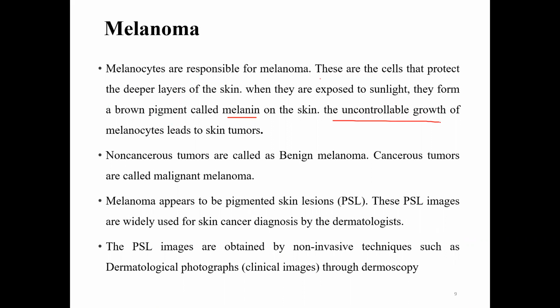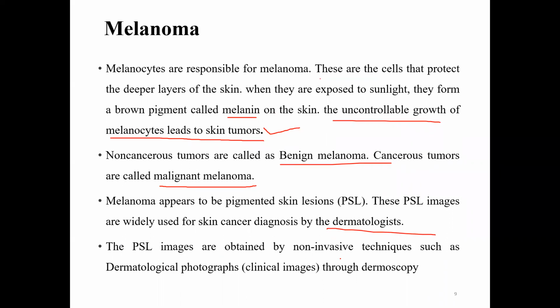The uncontrollable growth of melanocytes leads to skin tumors. There are two kinds of tumors: non-cancerous, which are called benign melanoma, and cancerous tumors, which are called malignant melanoma. The melanoma appears as pigmented skin lesions. These PSL images are widely used for skin cancer diagnosis by dermatologists.